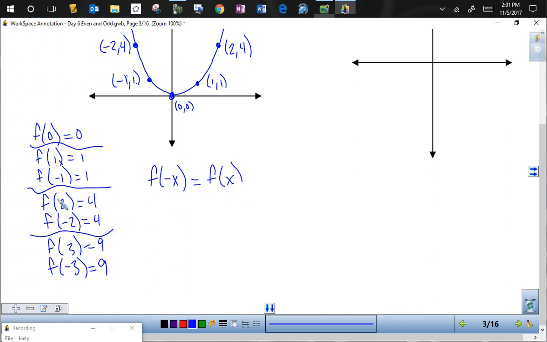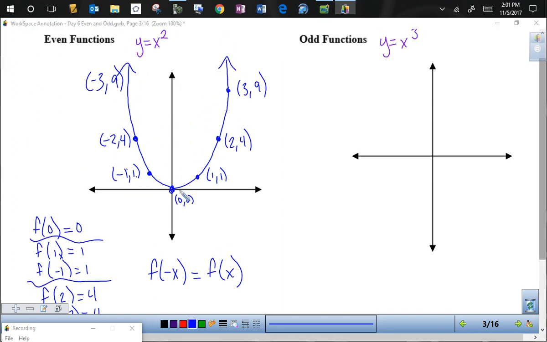When I plug in a positive x value, I should end up with the same y value as if I plug in a negative because of this symmetry over the y-axis. Okay, symmetric across. Alright, so let's check out what happens with an odd function. Cubic goes through the origin as well, but it is increasing, like this snake shape from left to right.